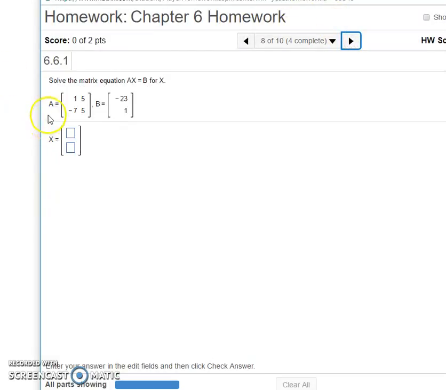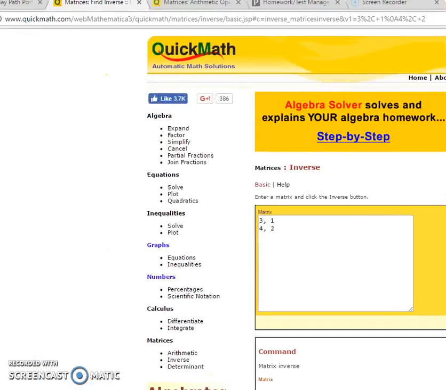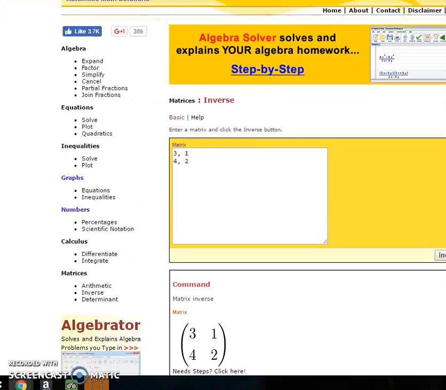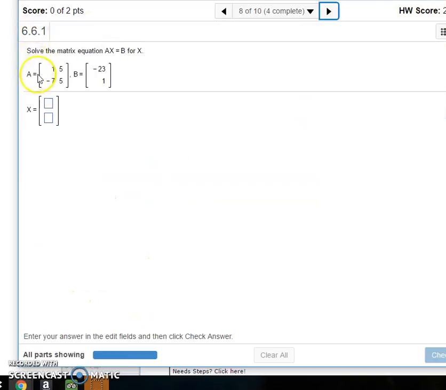Here, they're looking for X. A times X equals B. So in order to get X by itself, we're going to multiply by the inverse of A. And so the right side is going to be the inverse of A times B. In the announcement here, you're going to find a link. That link is going to be for the inverse of the matrix. So we are going to go back to what our A matrix was.